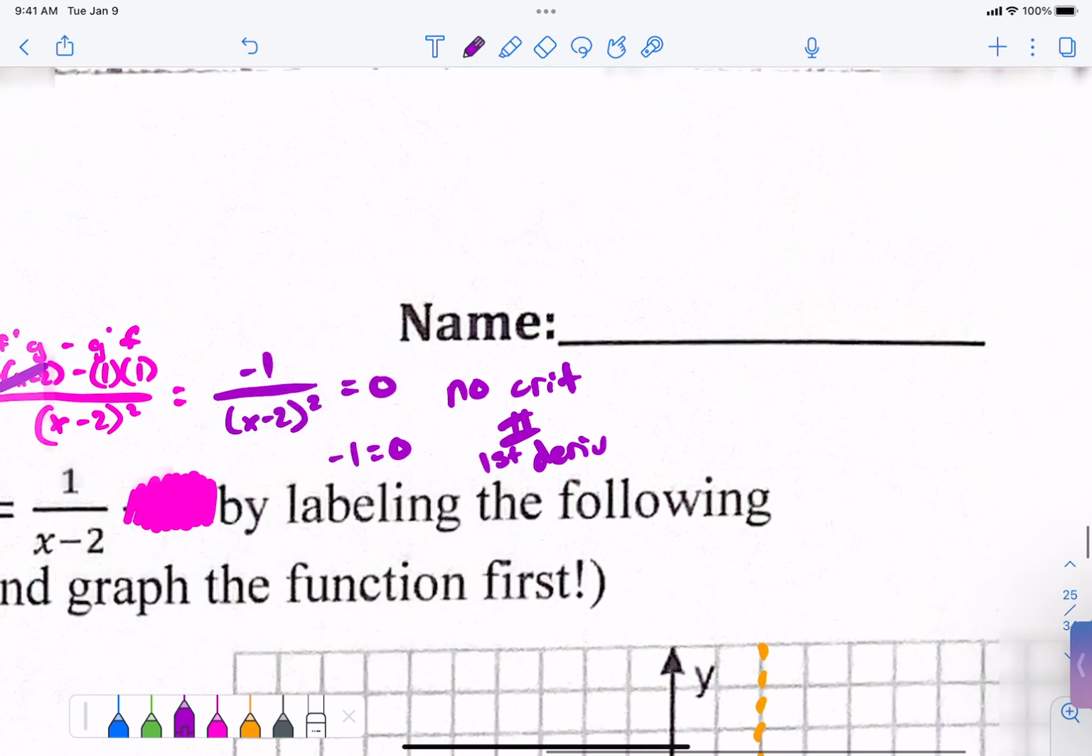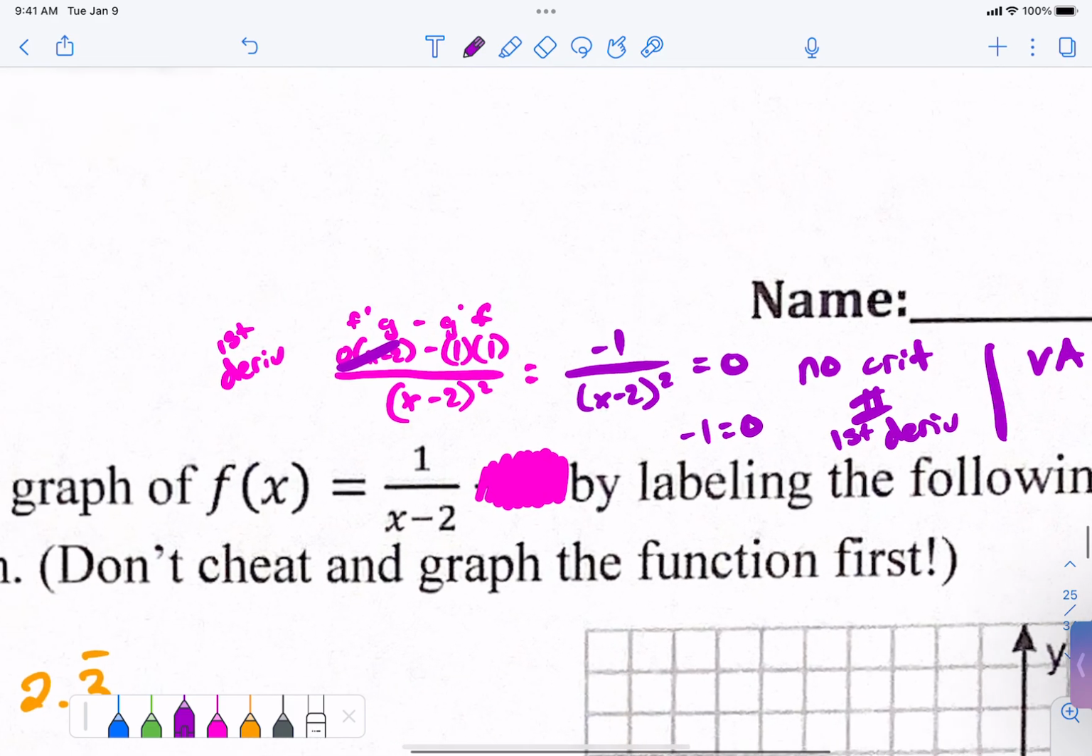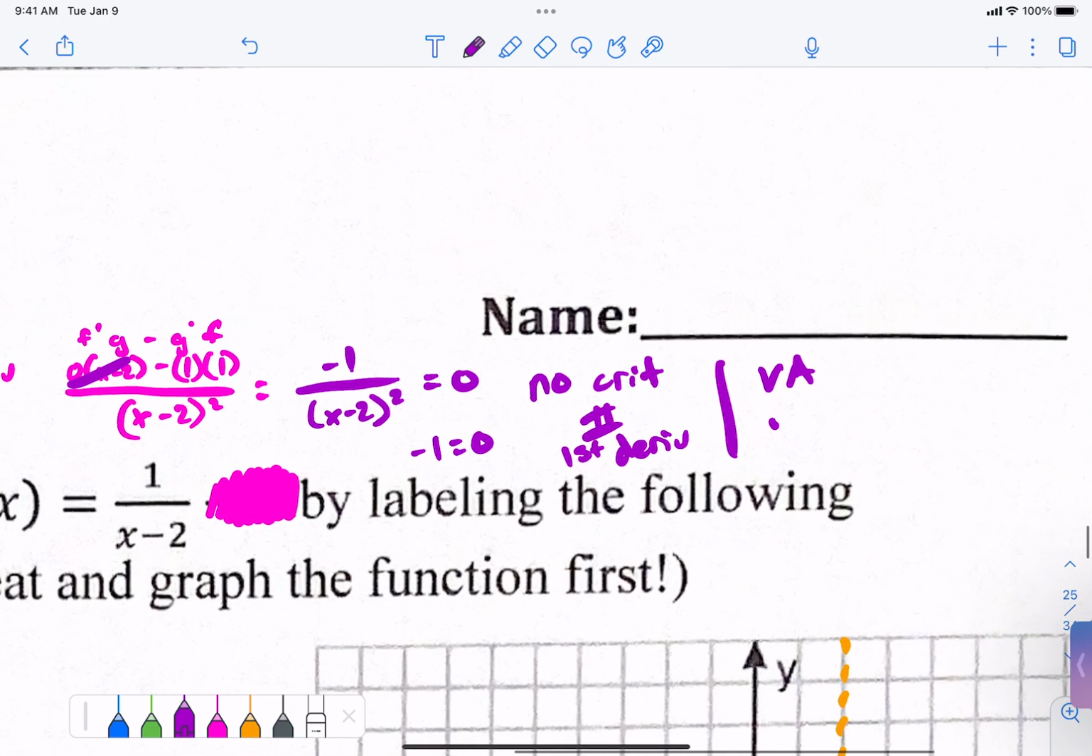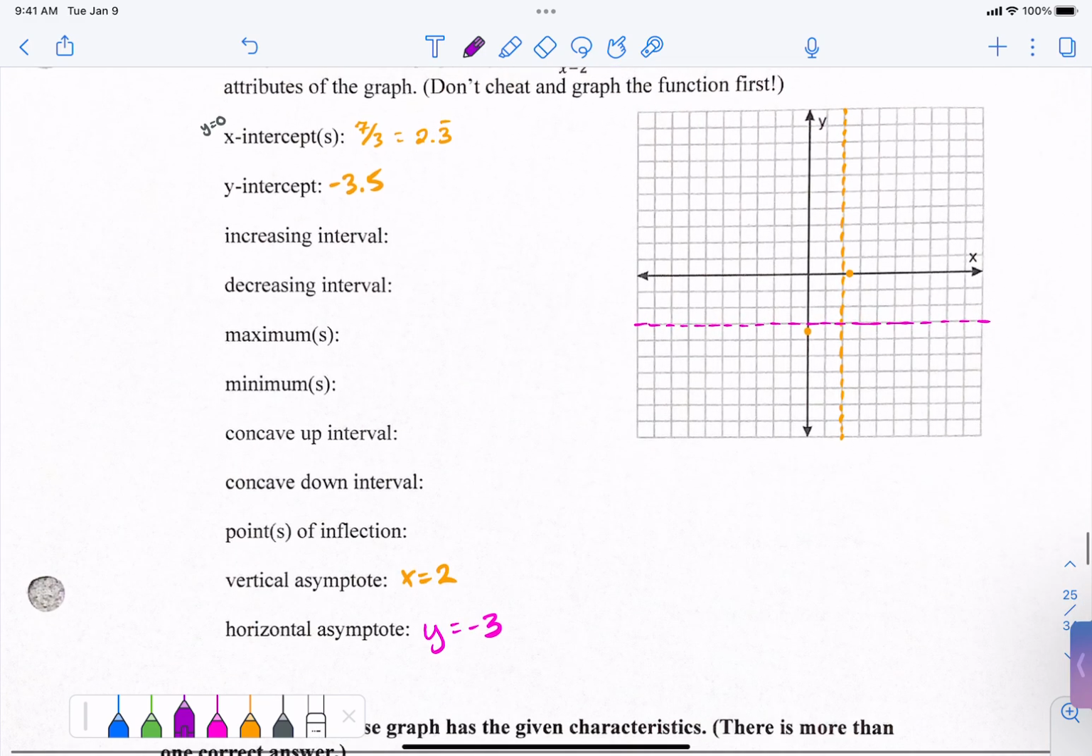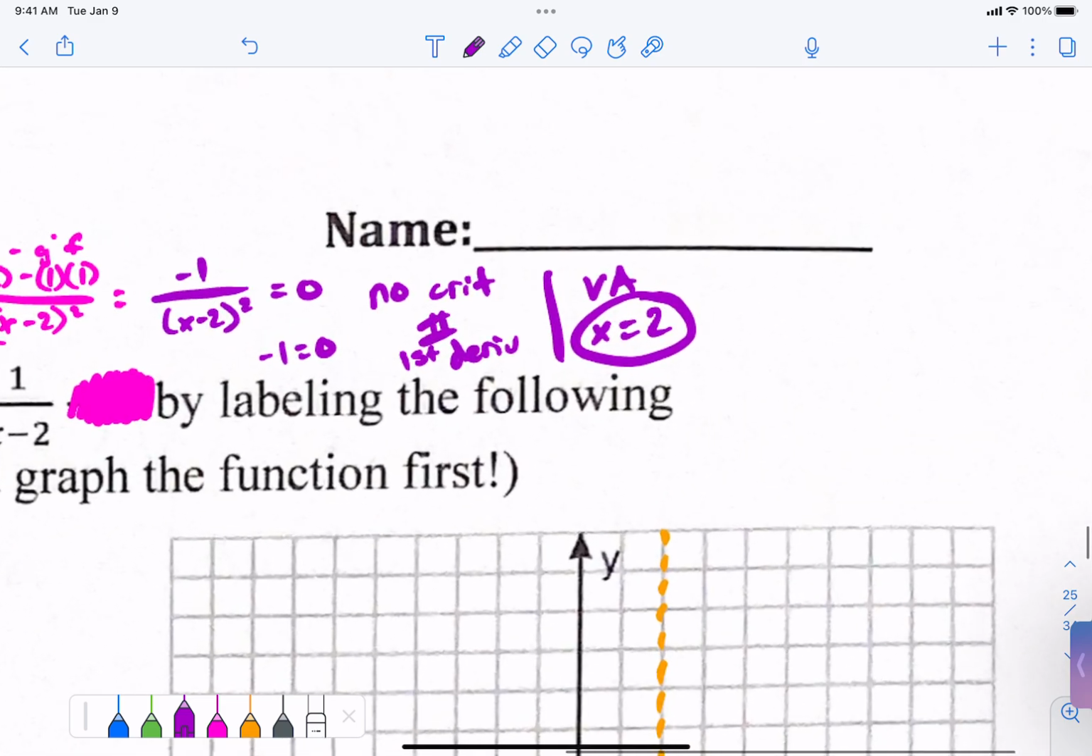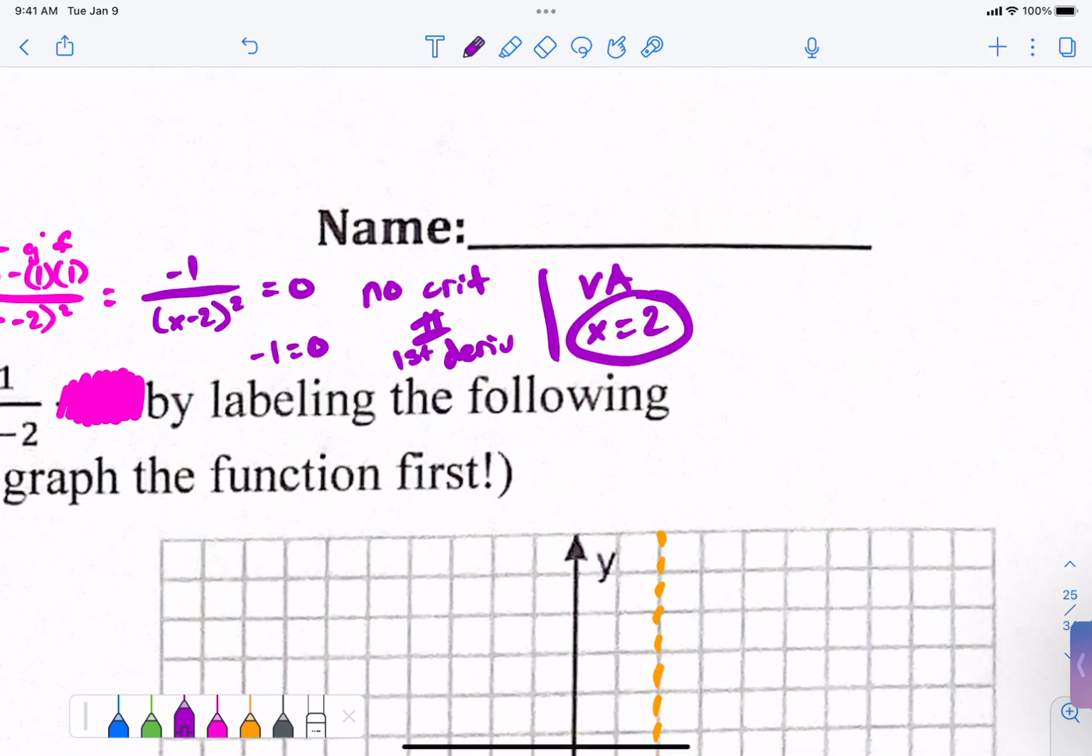Except, do we have a VA? Yes, we have a VA at 2. So we do have a critical number. One of our critical numbers is 2. Do we have to list critical numbers? So in our group of critical numbers, we have our VA, which is 2. Okay, got it?